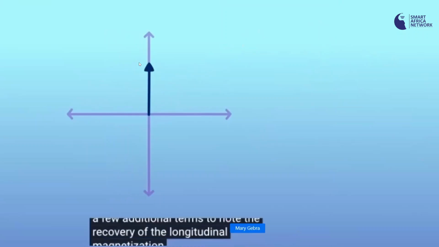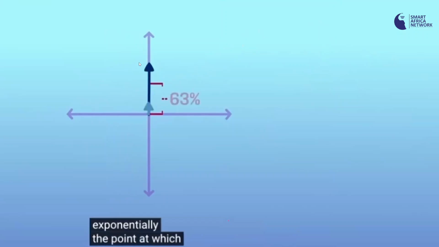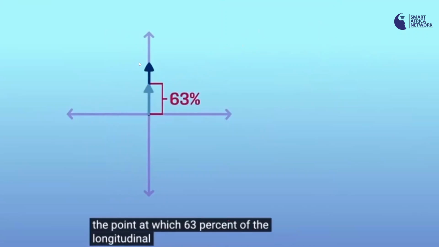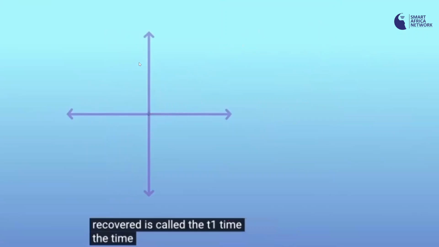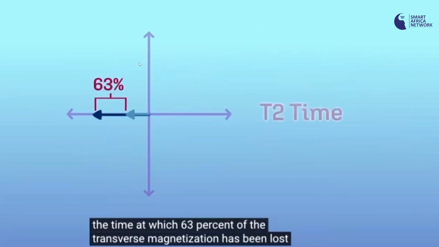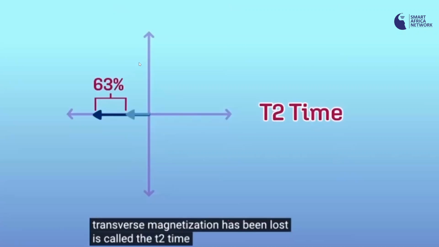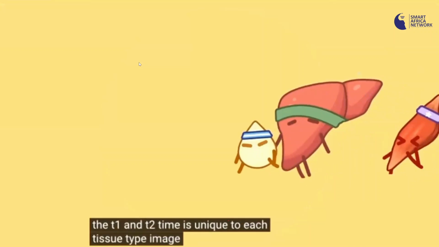A few additional terms to note. The recovery of the longitudinal magnetization of a proton occurs exponentially. The point at which 63% of the longitudinal magnetization has been recovered is called the T1 time. The time at which 63% of the transverse magnetization has been lost is called the T2 time. The T1 and T2 time is unique to each tissue type imaged.